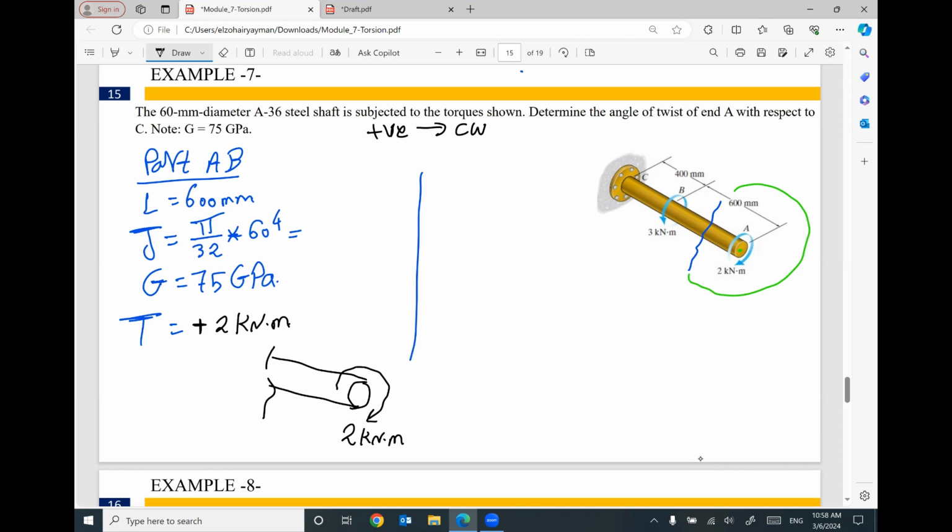So pi divided by 32 times 60 to power 4, I got 1,271,700 millimeter to power 4. For the second part, BC.